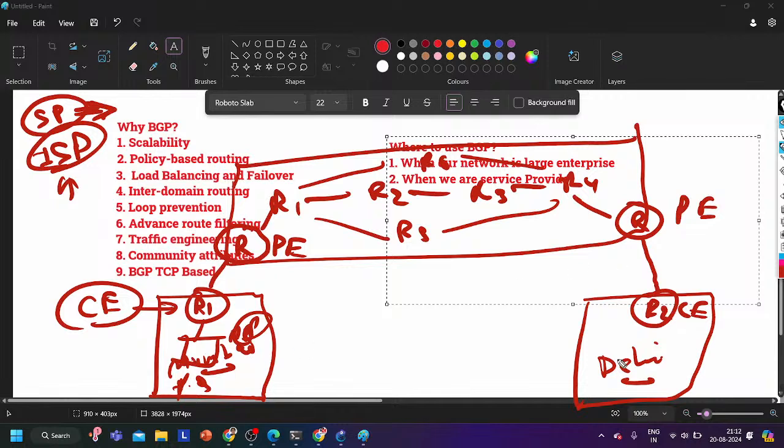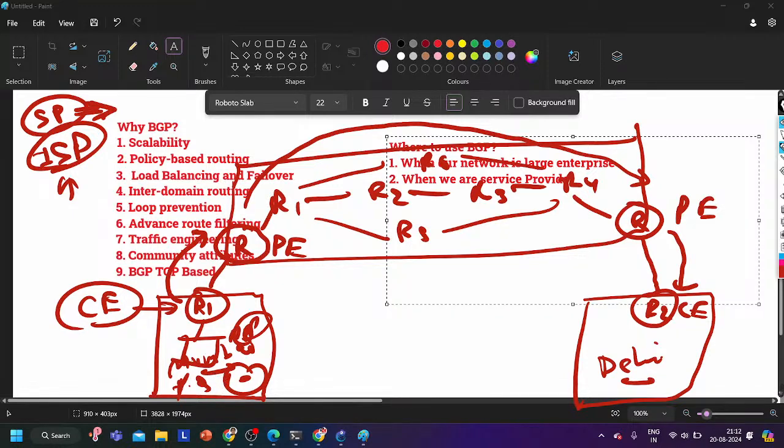This is one customer network. Like me, the service provider will have millions, lakhs of customers. Correct, guys? Now let's suppose in the headquarter in the Mumbai branch, I am running 10 subnets. This CE router will advertise all 10 subnets to the PE router, and then the PE router is going to advertise all those subnets to the other PE router. And now this PE router is going to advertise prefixes to this CE router. This is how the Delhi branch will receive all routes of the Mumbai branch.